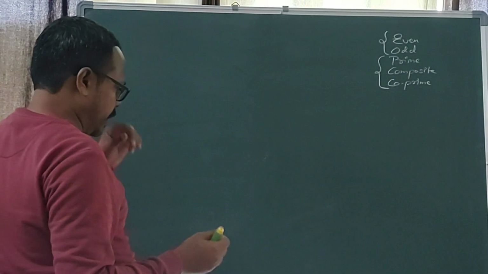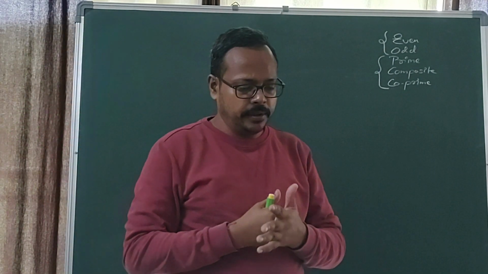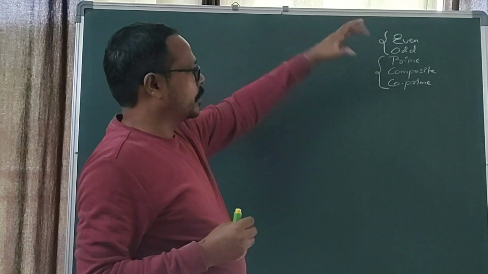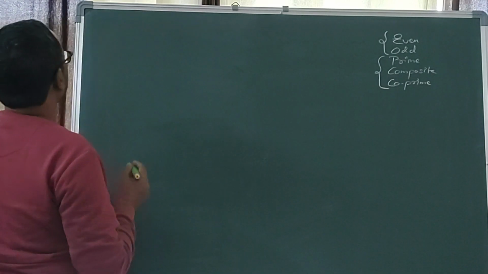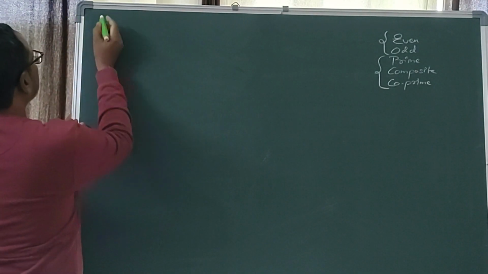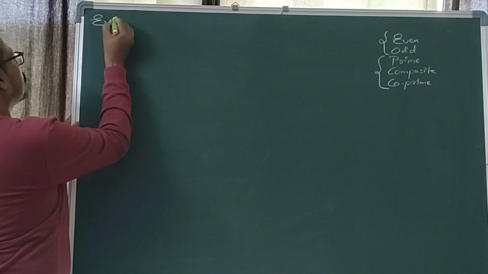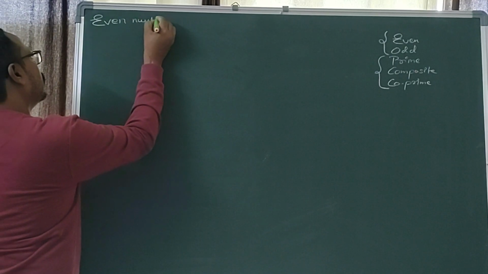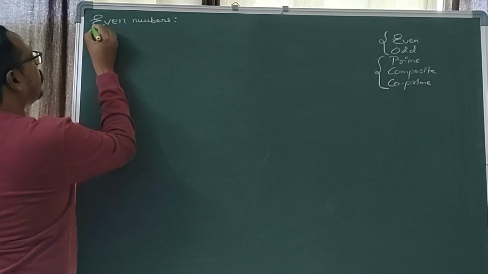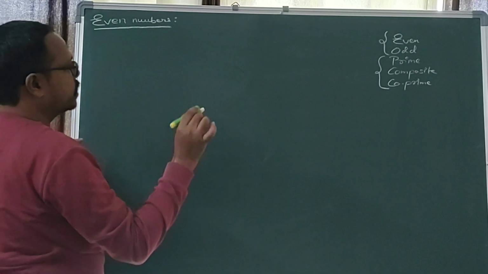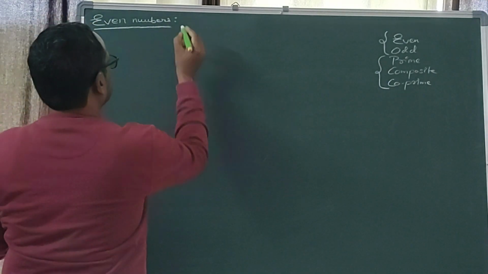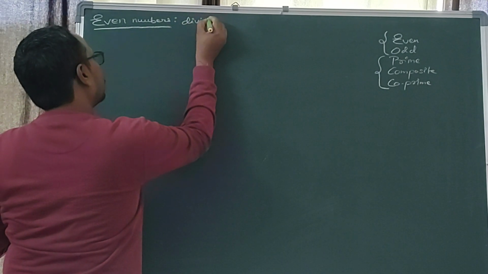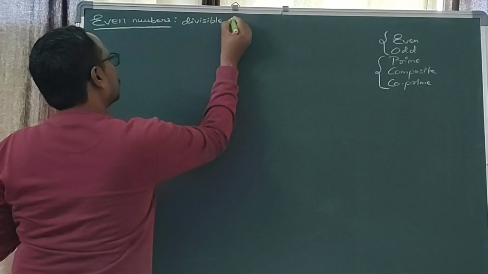So numbers can be classified into many different types, right? So these are the types of numbers which we come across frequently. Okay, let us start with even numbers. What do we mean by even numbers? Even numbers are those numbers which are divisible by 2. Divisible by 2.